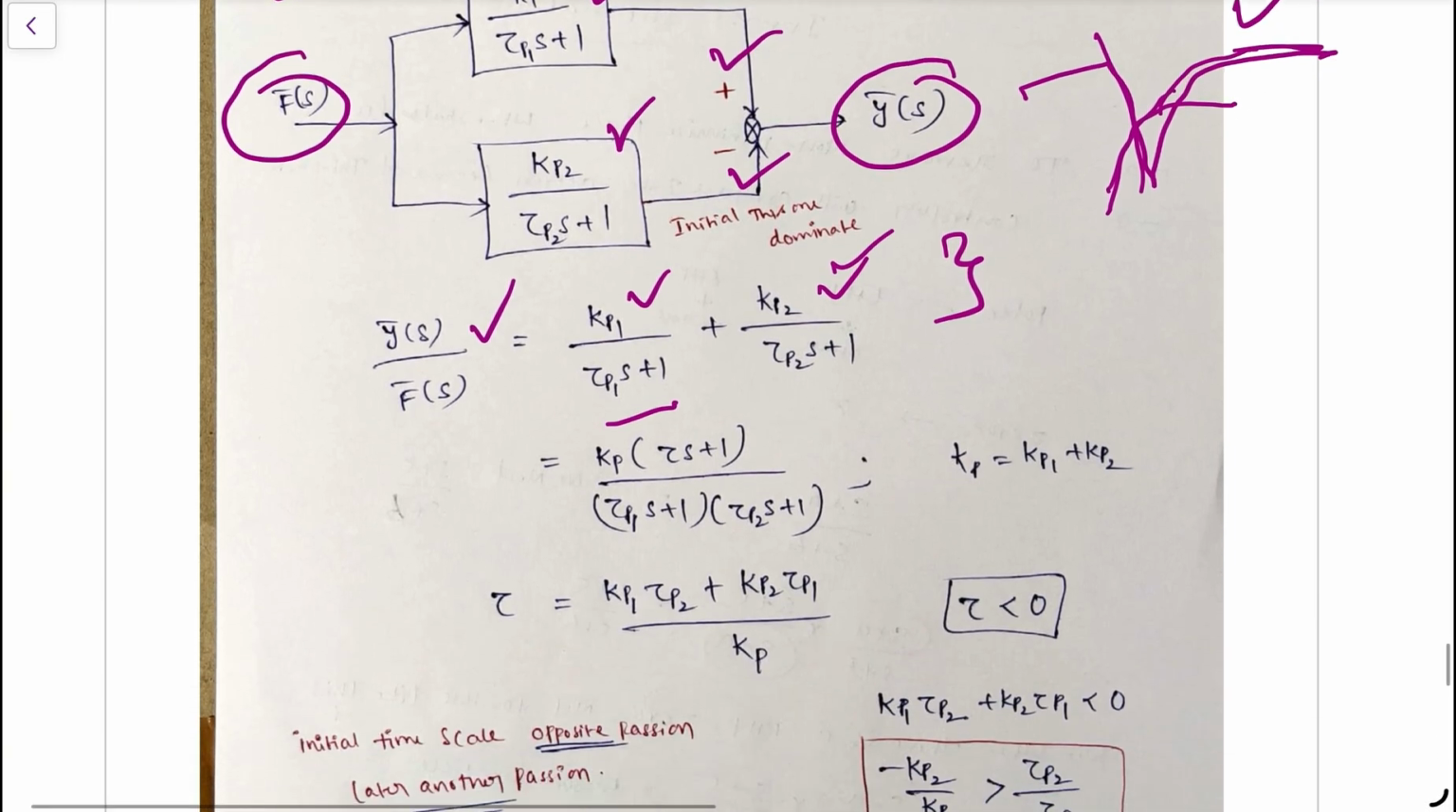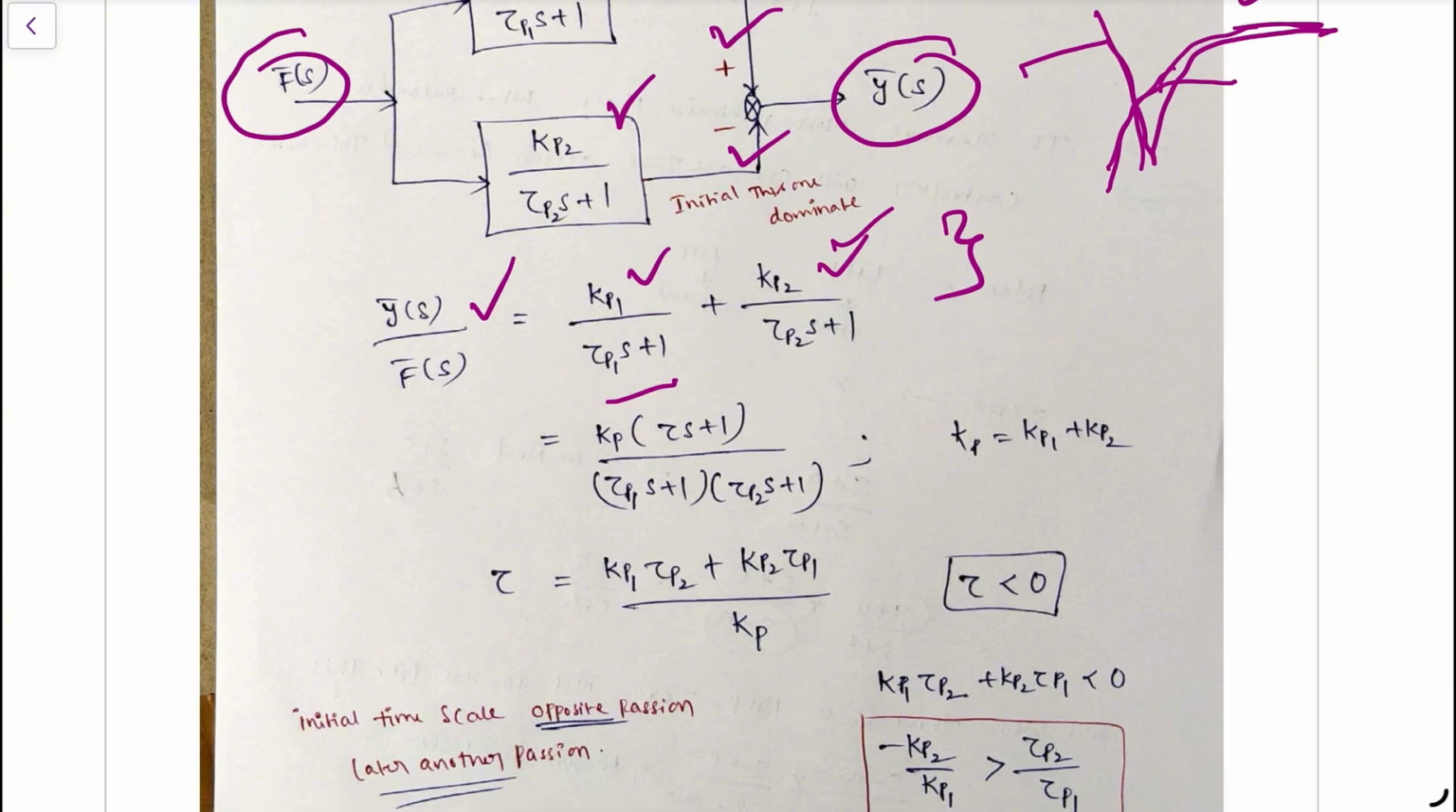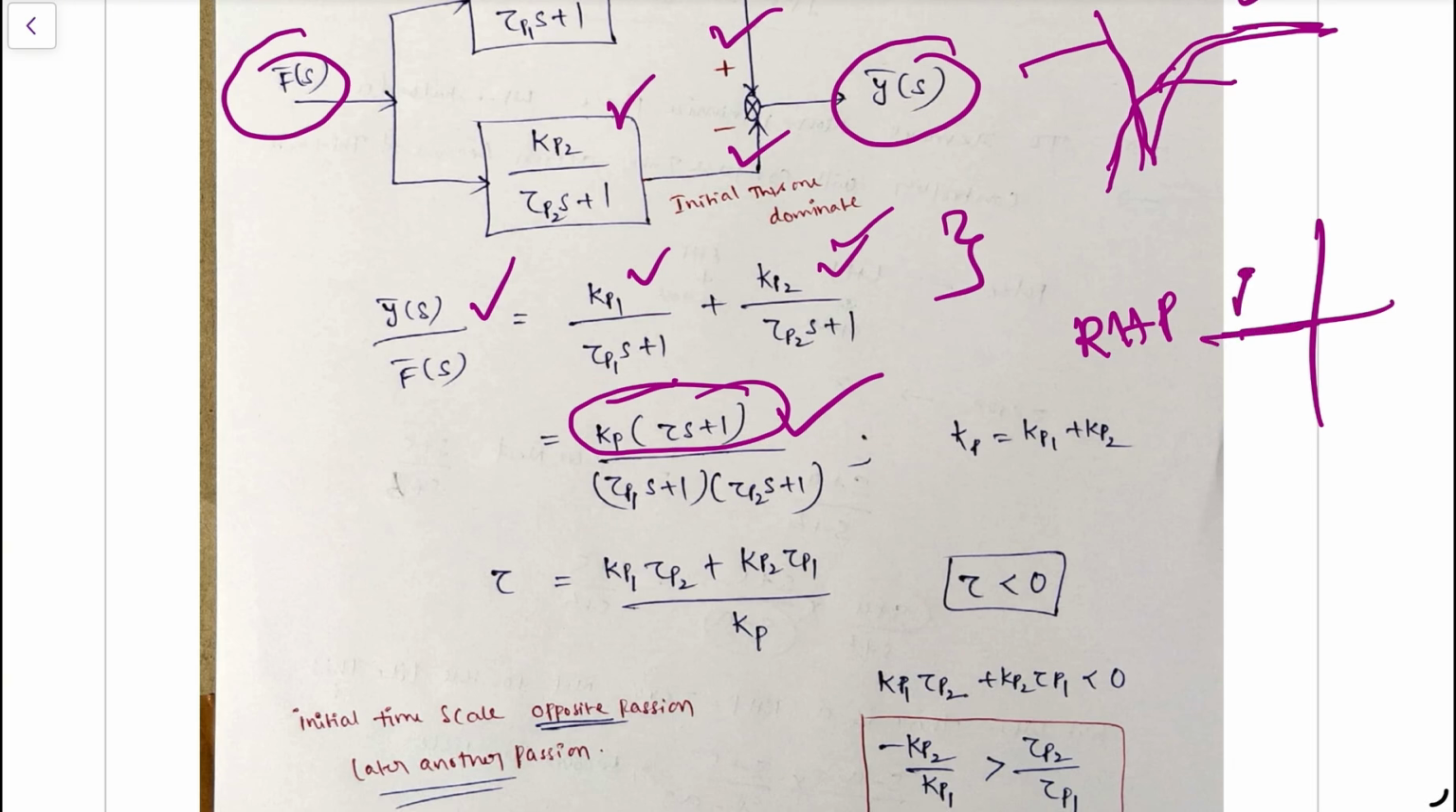Now let's see how the zero formation comes. When we combine these two paths, the numerator produces a zero term, right? That is Kp into (tau s plus 1). If the zero lies in the right half of the plane, then tau is less than zero. This gives the inverse response behavior.